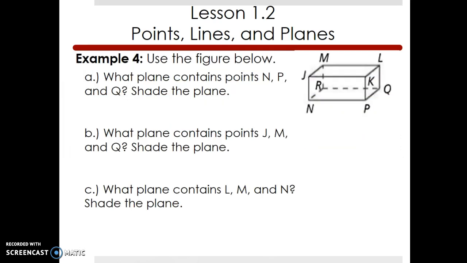Example 4. Use the figure below. What plane contains points N, P, and Q? If you see that, that's the bottom plane, this one. And it's asking us to shade it, so there we go. I'm going to erase that.